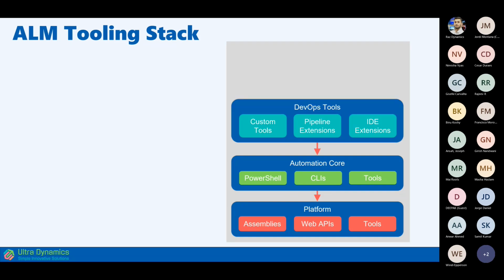Another layer on top of that is the DevOps tools. These could be things like pipeline extensions, such as the Power Platform build tools. It already covers most of the core tasks that you would need to do from an automation perspective.